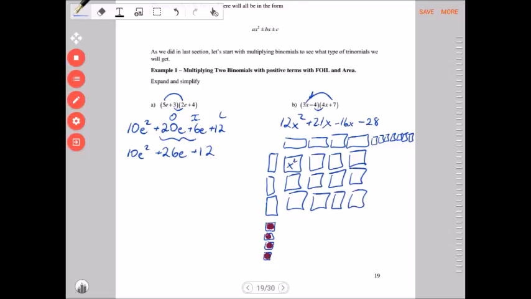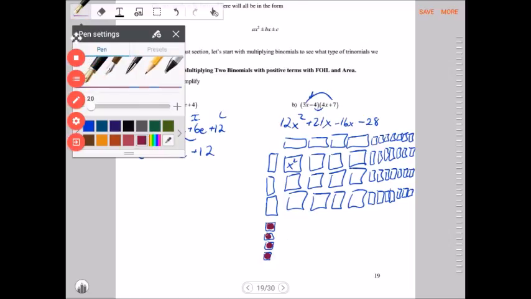Okay, so as you can see, there's 12 x squareds. And then we're going to have these rectangles: 1, 2, 3, 4, 5, 6, 7, 8, 9, 10, 11, 12, 13, 14, 15, 16, 17, 18, 19, 20, and 21. Wow. Okay, now we're going to have these red rectangles over here.